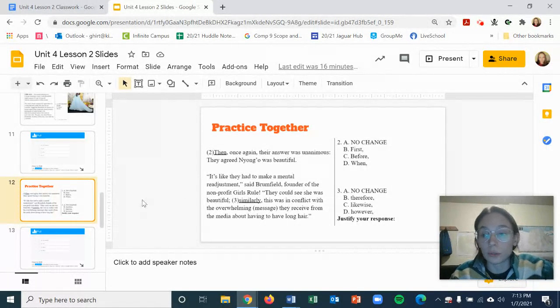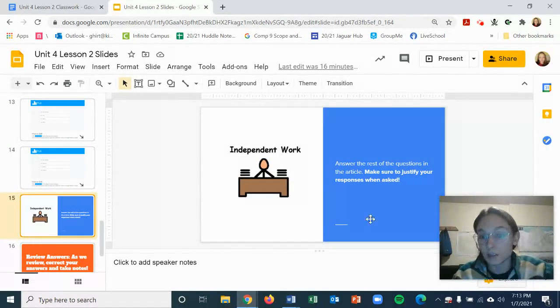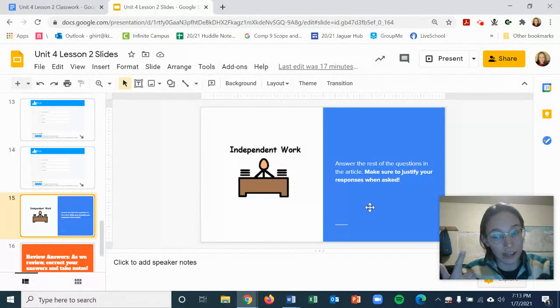Okay, so now you are going to answer the rest of the questions in the article in your classwork document. Make sure you justify your responses when you are asked to do that. And then after you answer all of the questions, check the answer key. I didn't give you the answers for the fill in the blank ones or for the justifications for your answers, so make sure that you are actually thinking. You have to do some stuff on your own. You can't just use the answer key.